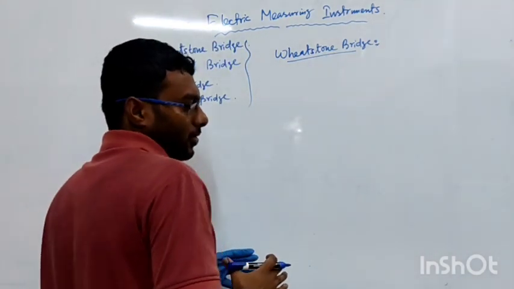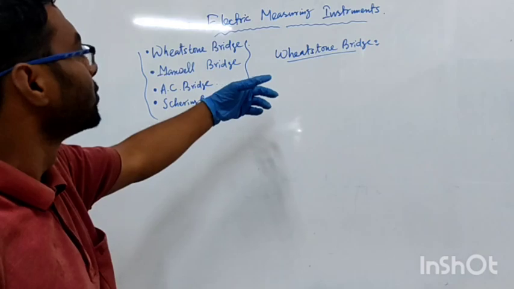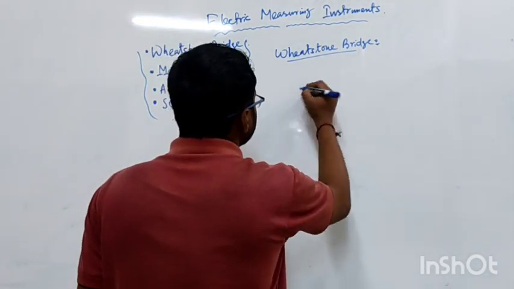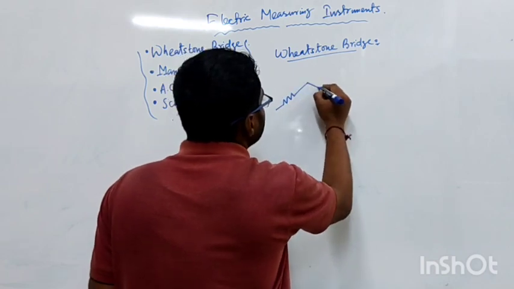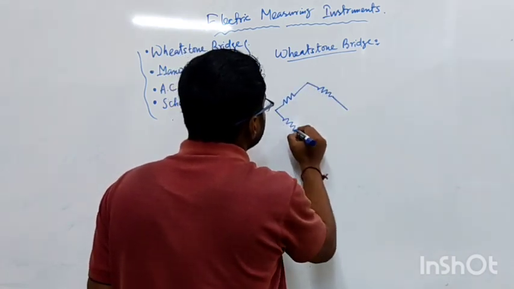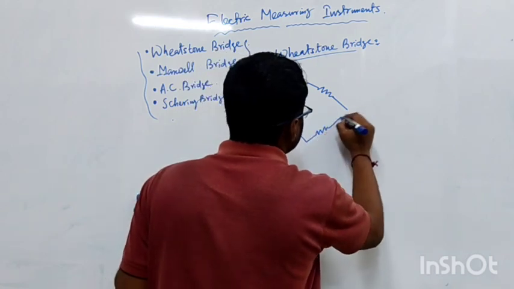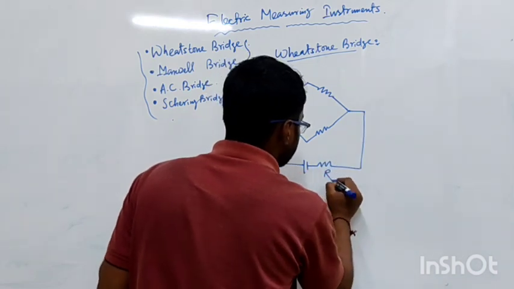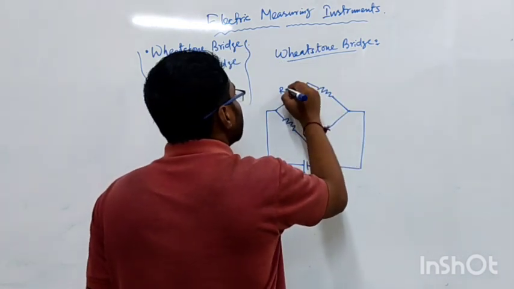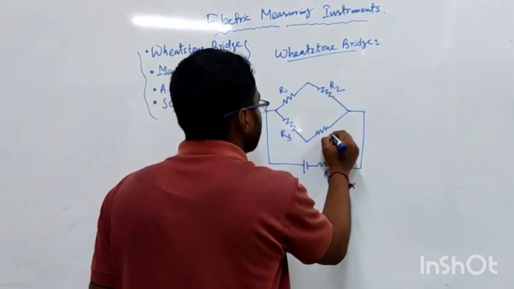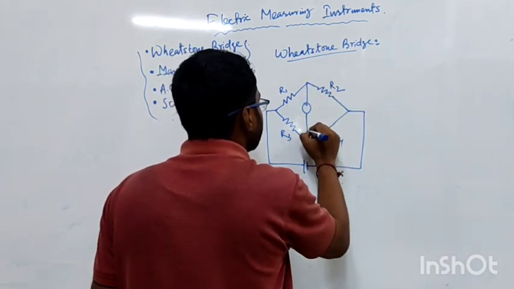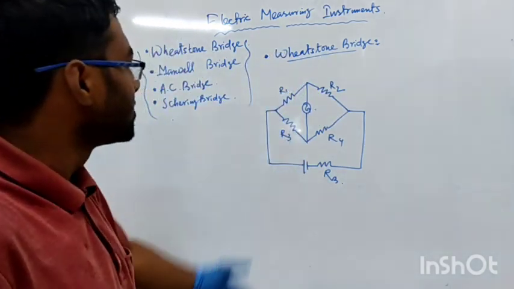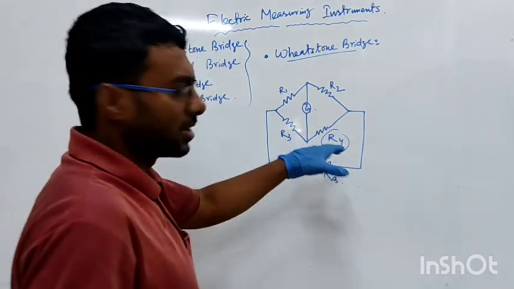A Wheatstone bridge is a basic setup with resistances. Using this bridge we can calculate an unknown resistance used in a circuit. So if we draw the diagram, that is the basic diagram of the Wheatstone bridge. Using it we can calculate an unknown resistance used in a circuit.